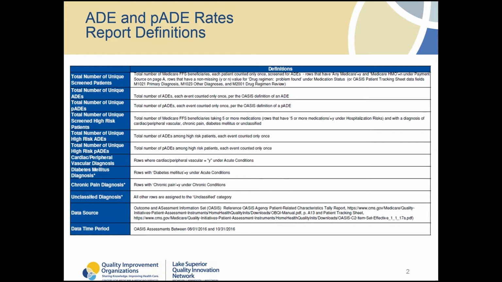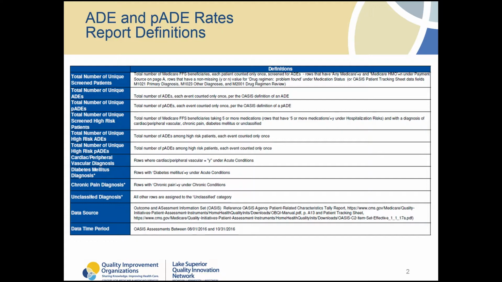Cardiac peripheral vascular diagnosis indicates the number of rows where cardiac peripheral vascular equals Y under acute conditions. Diabetes mellitus diagnosis are the rows with diabetes mellitus equals Y under acute conditions. Chronic pain diagnosis are the rows with chronic pain equals Y under chronic conditions. Unclassified diagnosis is all other rows are assigned to the unclassified category.